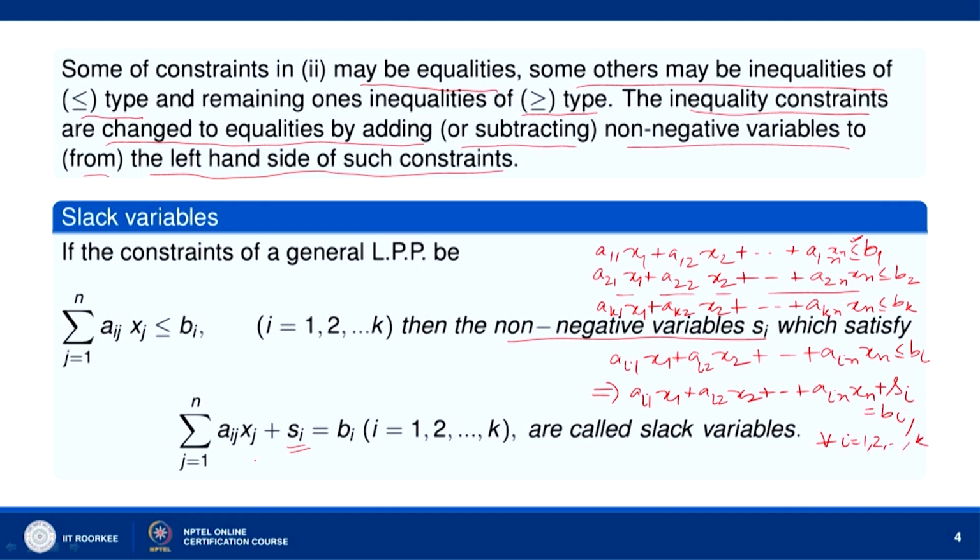So, we get the equality sigma j equal to 1 to n a_ij x_j plus S_i equal to b_i, i equal to 1 to k, and these non-negative variables S_i's are called slack variables. So, slack variables are those which are added to an inequality of type less than or equal to, to convert it into an equality.